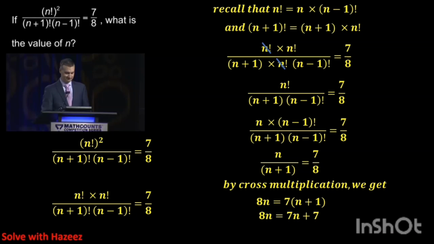So collecting the like terms, you have 8n minus 7n is equal to 7. And 8n minus 7n is equal to n. And therefore, n is equal to 7. And that's the final answer. So can you solve this in a second or not?